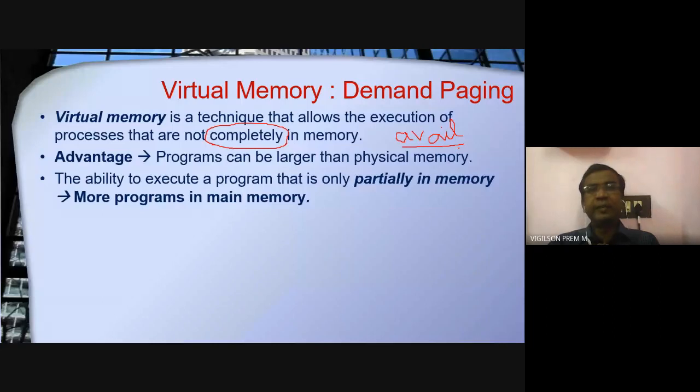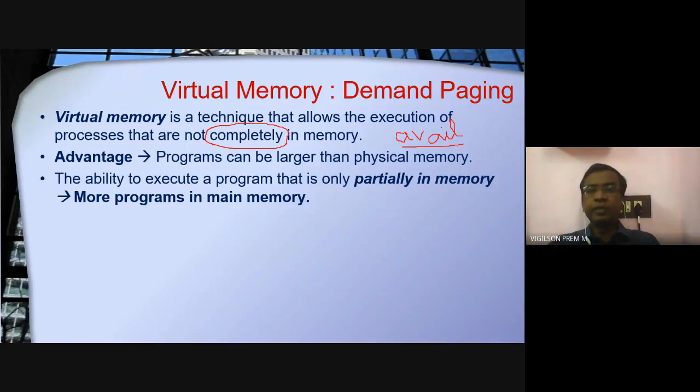Now what we are saying is, it is not necessary to have all the 100 MB. It is possible to have only some part of the process in the main memory. For example, my process size is 100 MB. I'm dividing it into 10 partitions, each having 10 MB. Now in virtual memory, if you have only three blocks, block number 1, 2, 3, in main memory, and the remaining in secondary memory, we can still start our execution.